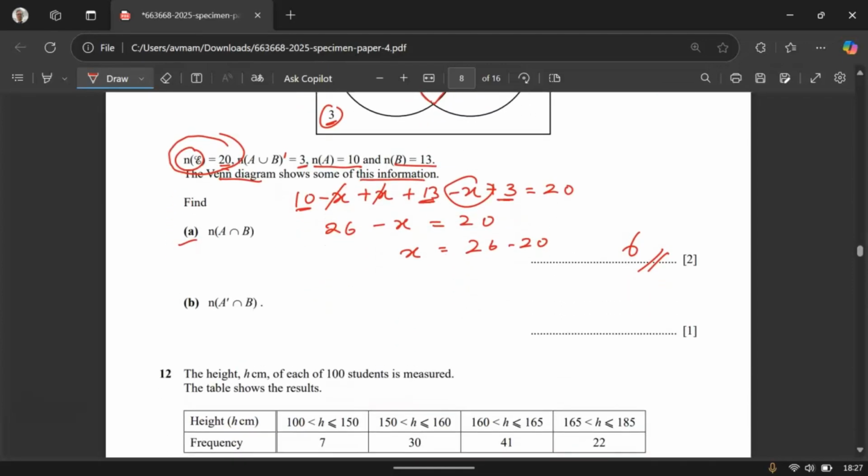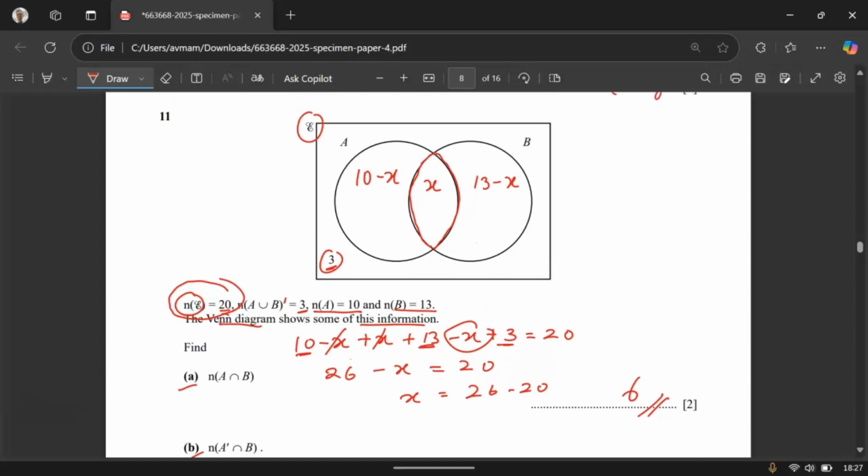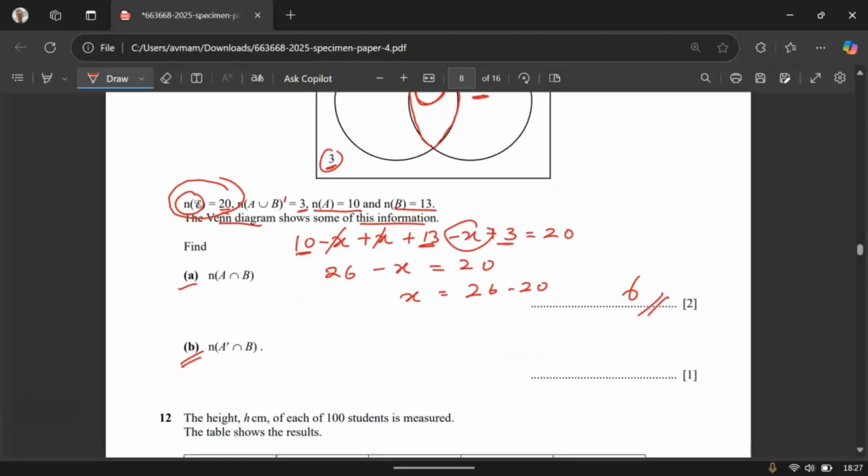Let's go to part B. The number of elements we need to find is A prime intersection B. Now that means we don't want the A part, but we want the intersection of B. And this intersection of both is x from B, which is 13. If we subtract x, which is 6, 13 minus 6 will give you 7.